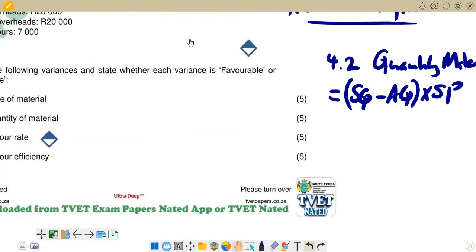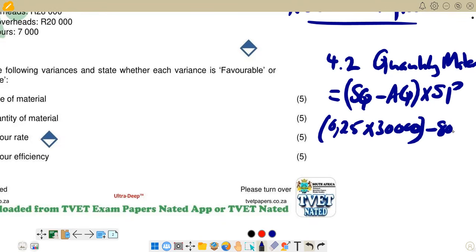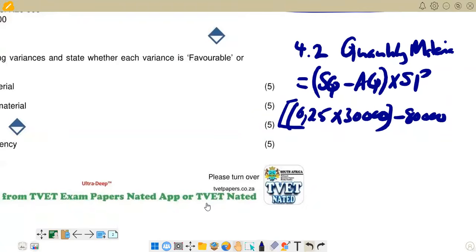That is on 4.2. So if you go on 4.2 there, we are going to summarize the working. Our standard quantity, we said is 0.25, then we multiply by the number of masks that are there, 30,000. This represents our standard quantity. Then we subtract the actual quantity, and the actual quantity we're given there is 8,000. And then the answer that we are going to get there, we are going to multiply by the standard price.